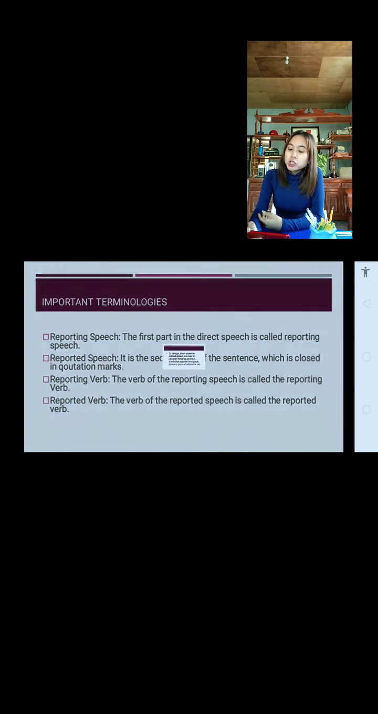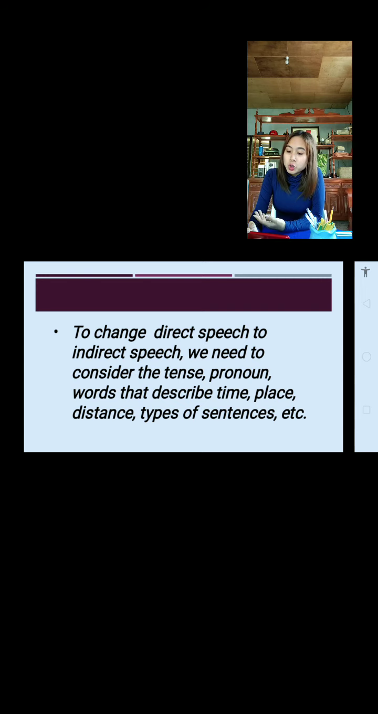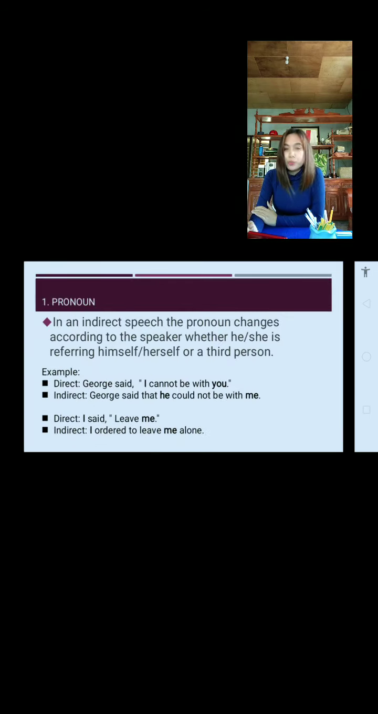Next, to change direct speech to indirect speech, we need to consider the tense, pronoun, words that describe time, place, distance, types of sentences, and many more. Let's have the first thing that we need to consider, the pronoun. In an indirect speech, the pronoun changes according to the speaker, whether he or she is referring to himself or herself or a third person. Let's have some examples.